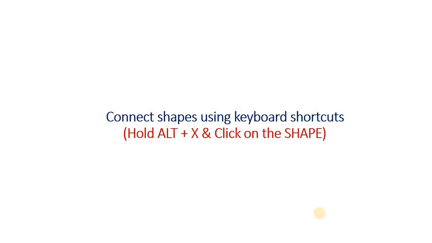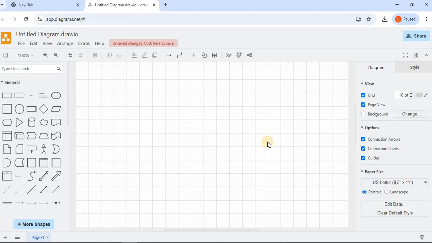The third method is the fastest method, and it is using the keyboard shortcuts. We have to hold Alt and X and click on the shape to create a shape in the flowchart. Let us see the example using the third method. Now let us look at the fastest method.